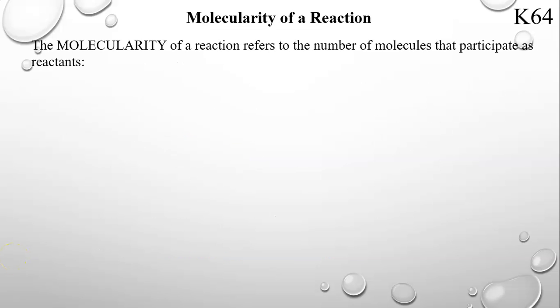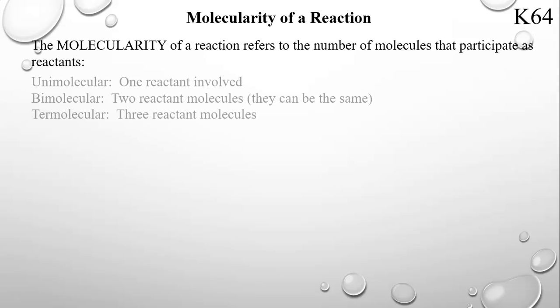Okay, molecularity. The molecularity of a reaction refers to the number of molecules that participate as reactants. So unimolecular means only one reactant is involved. Bimolecular means that you need two reactant molecules. They can be the same. And termolecular means that three reactant molecules are involved.